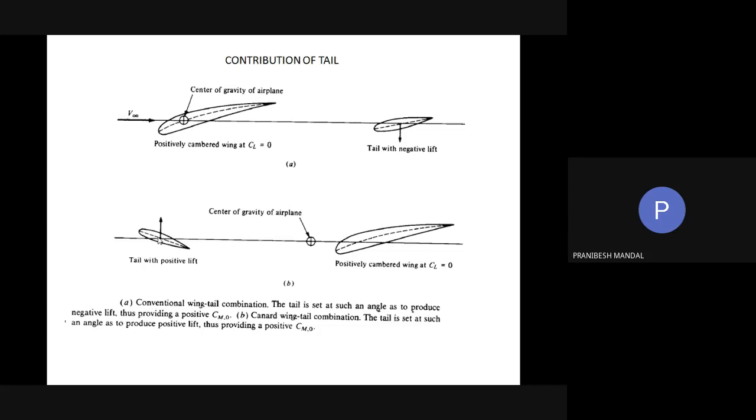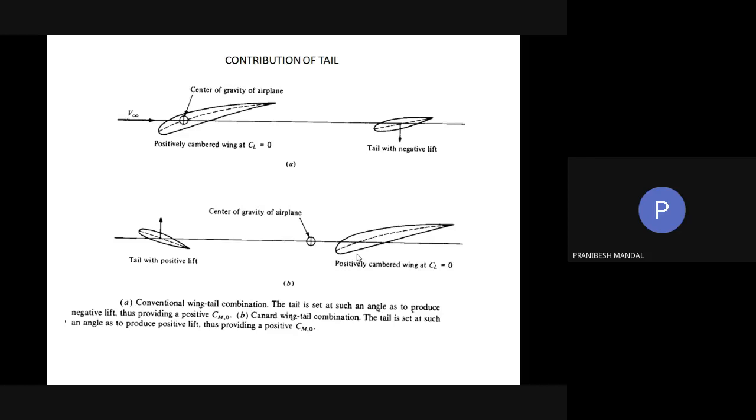But then a problem occurred. What is the problem? You see, for the first figure, where the tail is at the back end, the free stream velocity is negotiated by the wing. But for the next figure, the free stream velocity will be negotiated by the tail, isn't it? And behind this tail, obviously the velocity will be disturbed. It won't be V infinity at all. Then the wing will negotiate a disturbed flow.